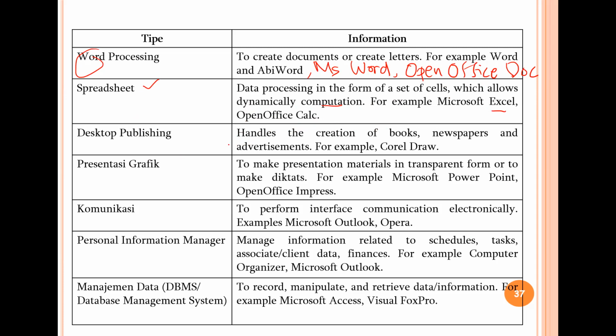And then desktop publishing. Here, there is an example using CorelDRAW. And then graphical presentation, we can use PowerPoint, and then OpenOffice Impress. And then communication, we've got a web browser, right? So this is Opera or probably Chrome or Firefox or the others, right? Personal information manager. Here there is Outlook or a computer organizer.